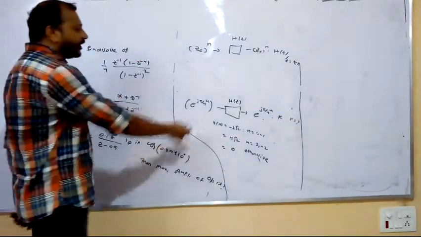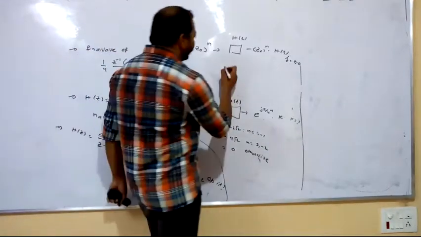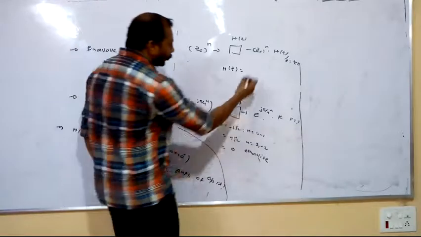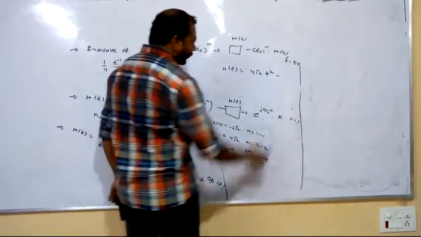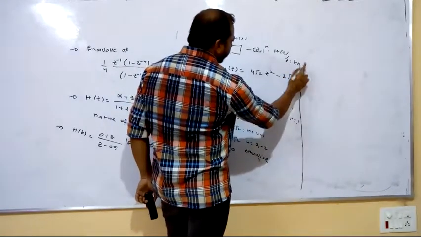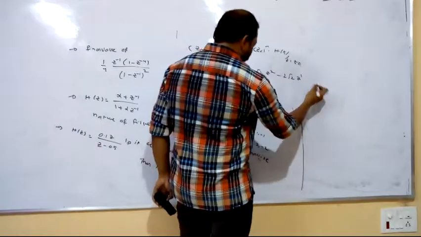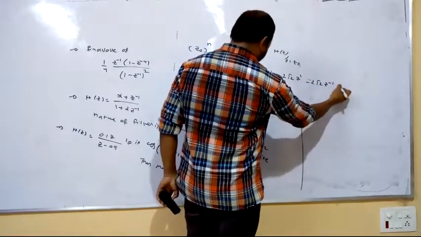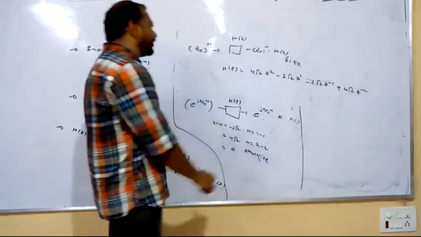What is H of z here? They have given H of z, so directly we can write it. The corresponding H of z is equal to 4 root 2 z square minus 2 root 2 z to the power 1 minus 2 root 2 z to the power minus 1 plus 4 root 2 z to the power minus 2. This is the corresponding expression.